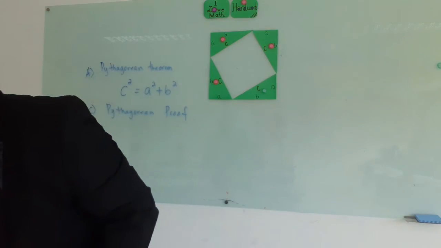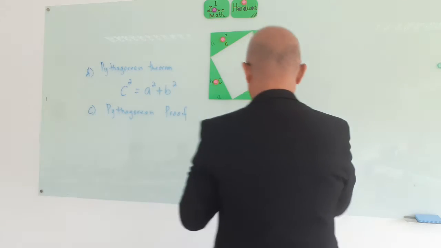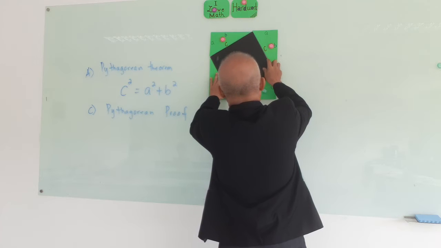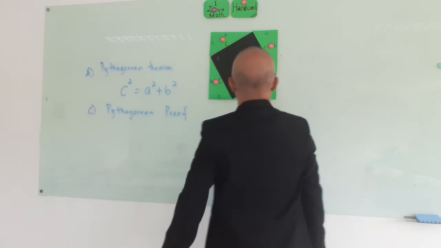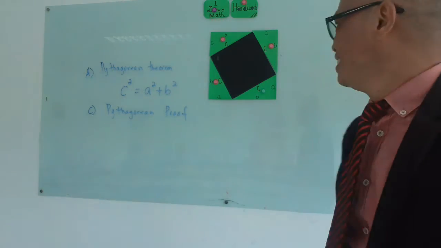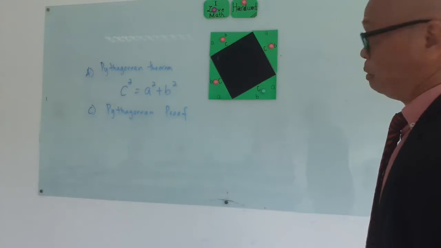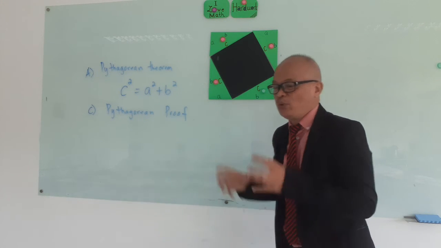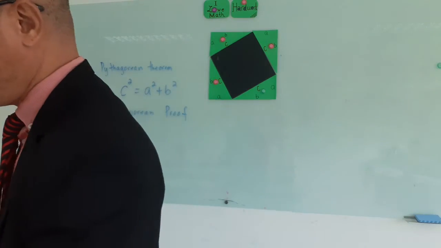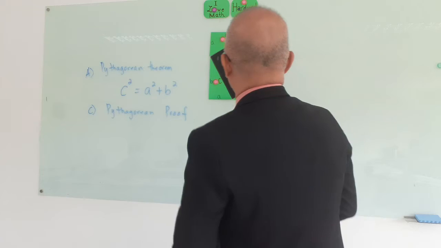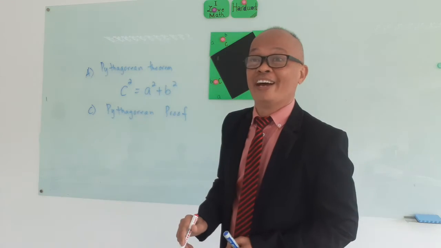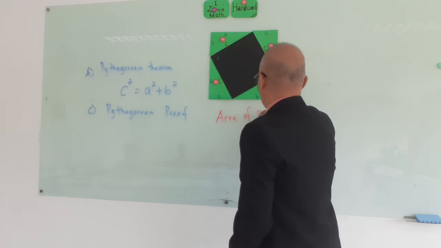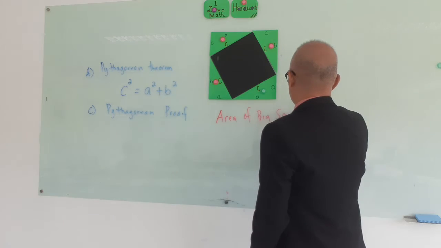So what we have now here is a black square and a big square. We will create the relationship, so they have a relationship. Now, we will talk about area, the area of the big square.